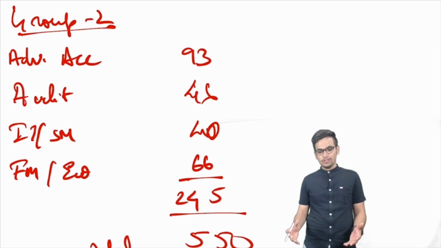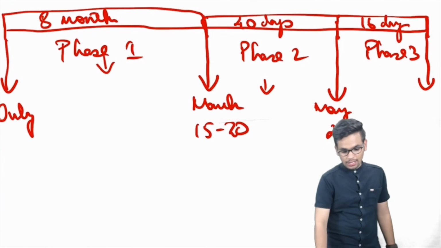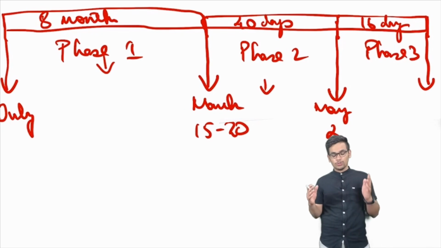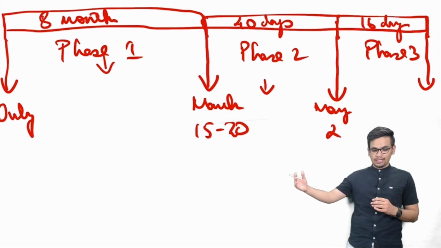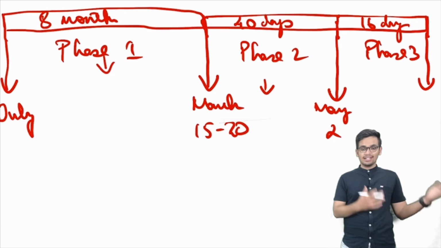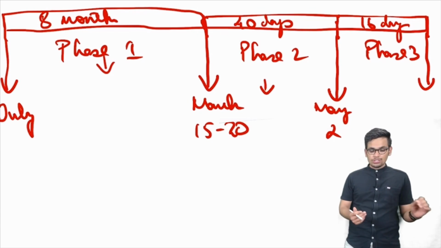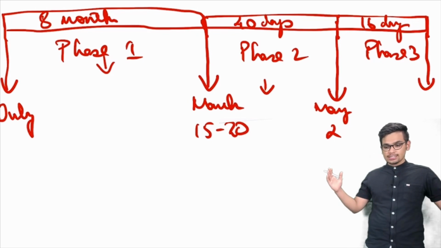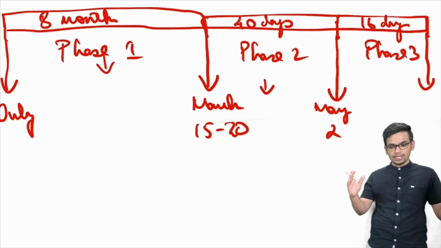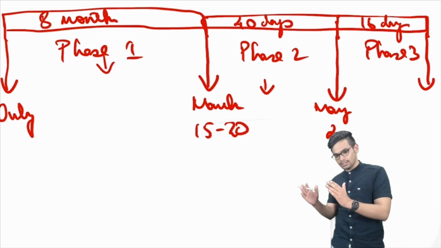In this video I'll give you how to approach the CA examination. Let's say your attempt is for the May attempt and you have recently cleared your CPT or CA Foundation examination in July. So divide this phase of the preparation into three parts: phase 1, phase 2, phase 3.